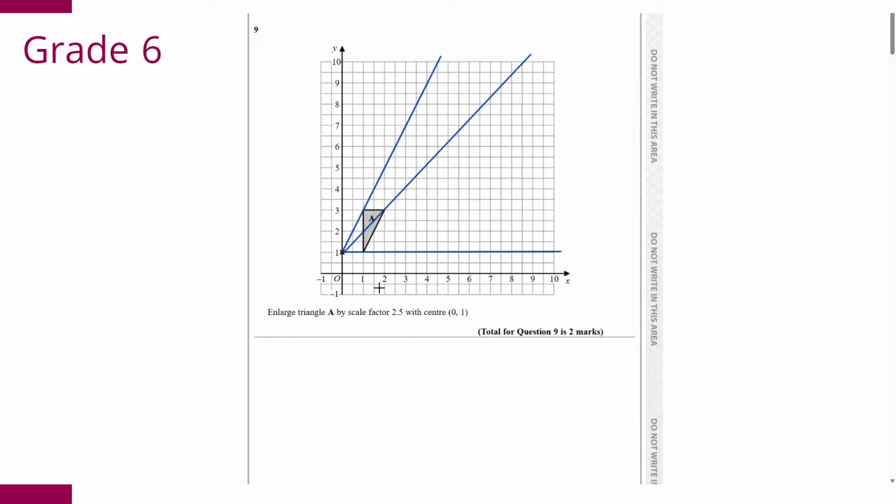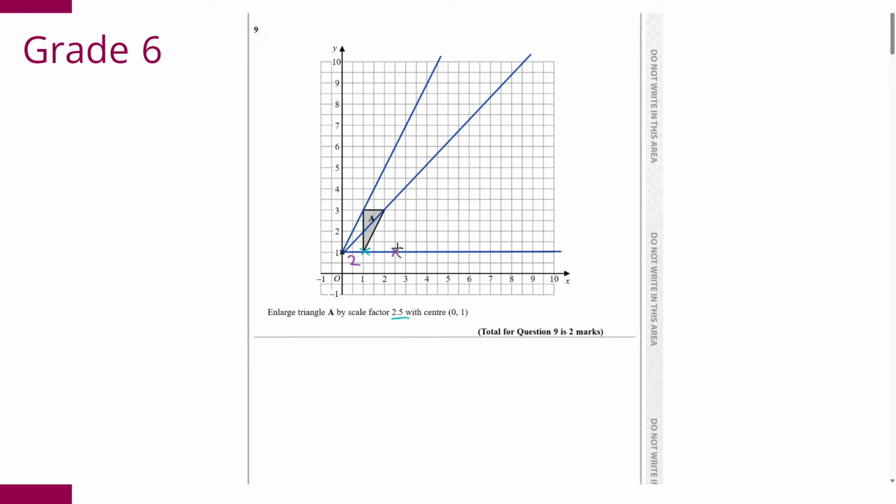Now, we're looking to do scale factor 2.5. Scale factor 2.5 means we're going to go 2 lots of it and then another half. Count how far across. I'm going to do this bottom point here. How far across do I have to go between the center of enlargement and my shape? Well, 2 to the right. So for 2.5, I need to times that 2 by 2.5, which will be 5. So 1, 2, 3, 4, 5. That will be here.